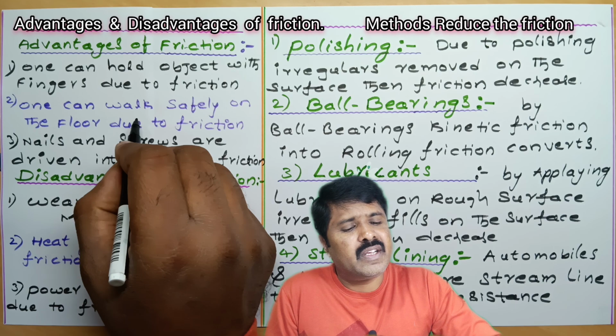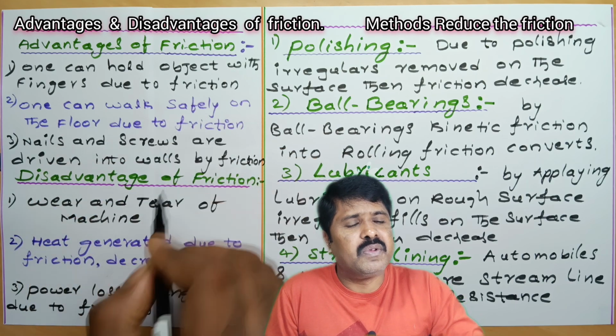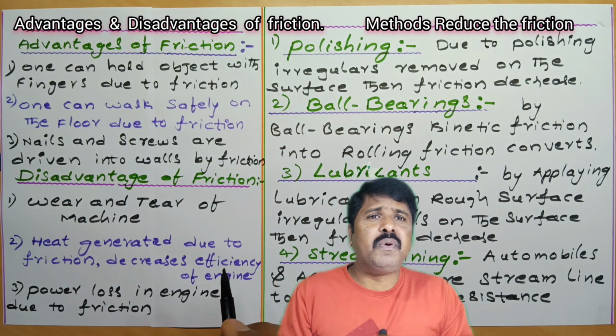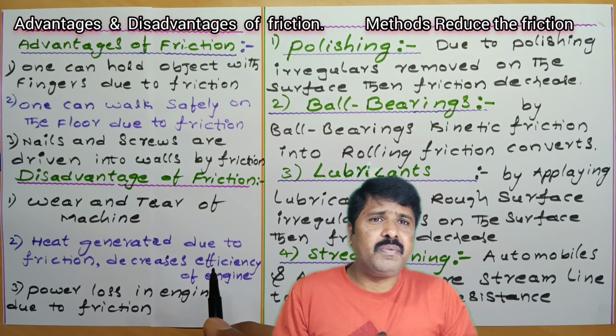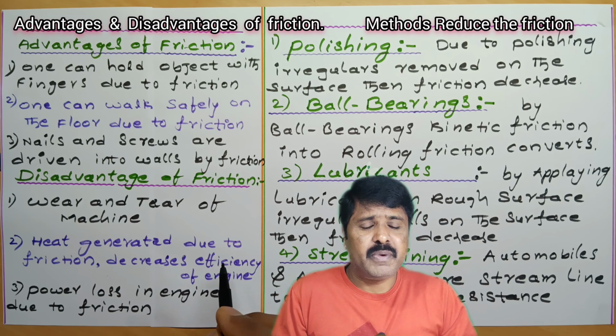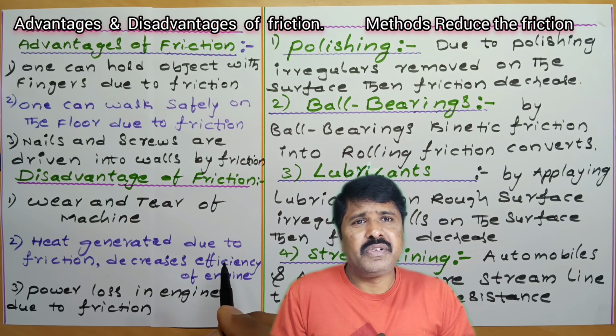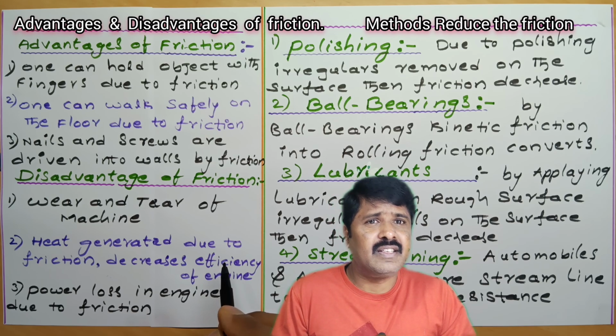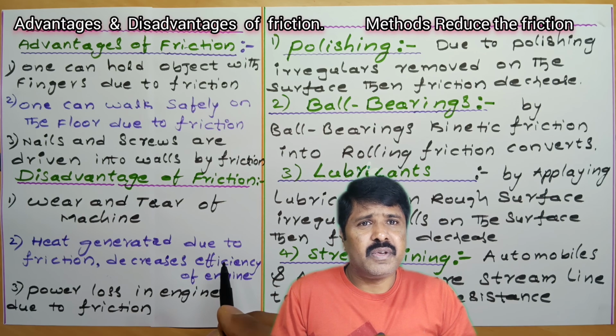And one can walk safely on the floor due to friction. We are walking on the floor due to the frictional force between the floor and the foot, so a safe walk is possible. And nails and screws are driven into the wall by the frictional force. We can observe in houses, nails and screws enter into the wall to hold the materials.